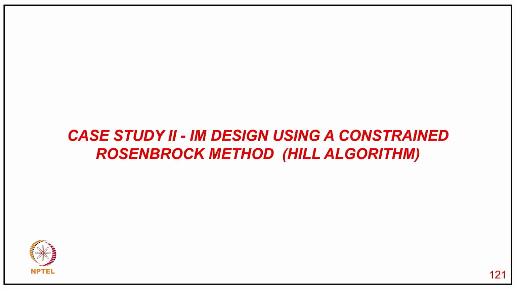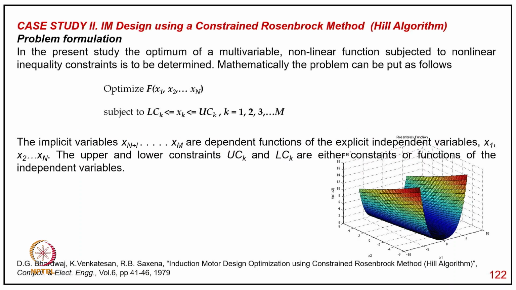Now coming to the second case study in design using the constrained Rosenbrock method, which is a direct search method invented by Rosenbrock. The example is the problem formulation. In this case, the optimum of a multivariable nonlinear function subject to nonlinear inequality constraints is determined. Mathematically, the problem can be put as: optimize the objective function f, which is a function of all the variables x1, x2 up to xn, subject to constraints, typically the boundary of the variables as well as the constraint on the performance.